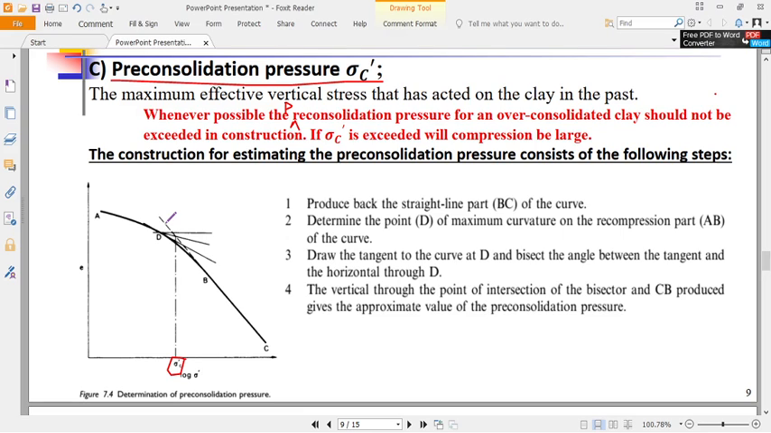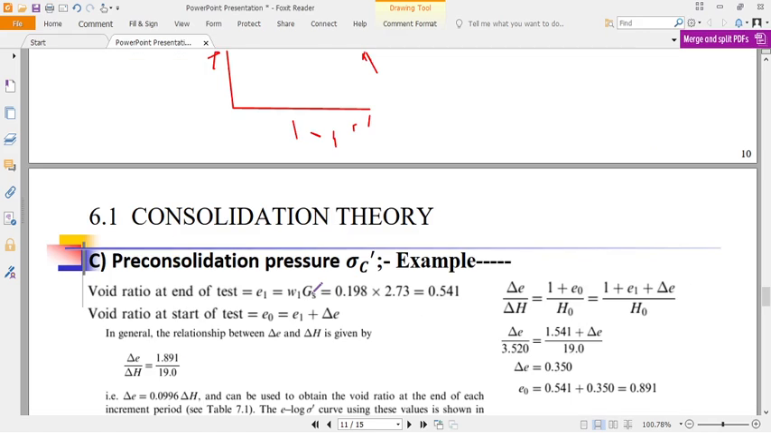Remember it's going to be saturated, so Sr is equal to 1. Therefore, e is equal to w times Gs, which is equal to 0.198 times 2.73, which is equal to 0.54. Is that okay? This one is the Gs, and this is the water content at the end of the experiment. Determine e1 at the end of the experiment.